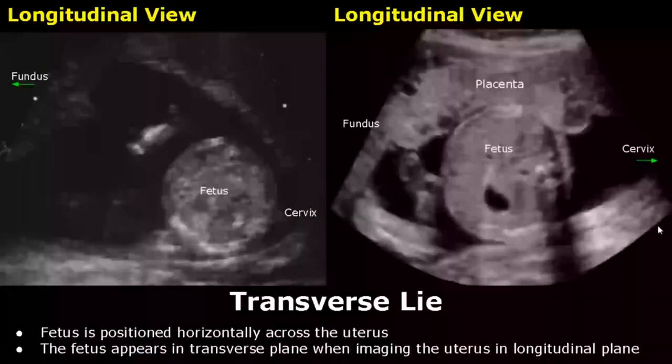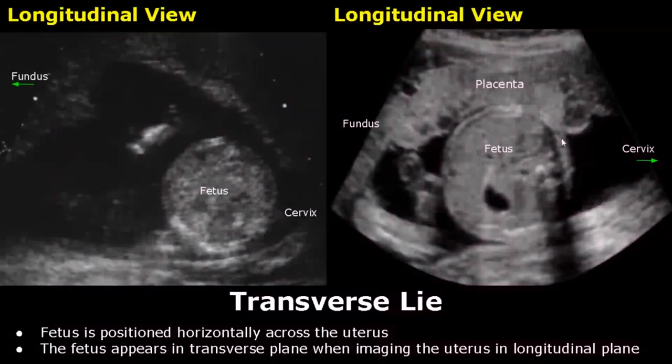In a transverse lie, the fetus is positioned horizontally across the uterus. Although this is a longitudinal view of the uterus, the fetus is seen in a transverse orientation, confirming that this is a transverse lie.